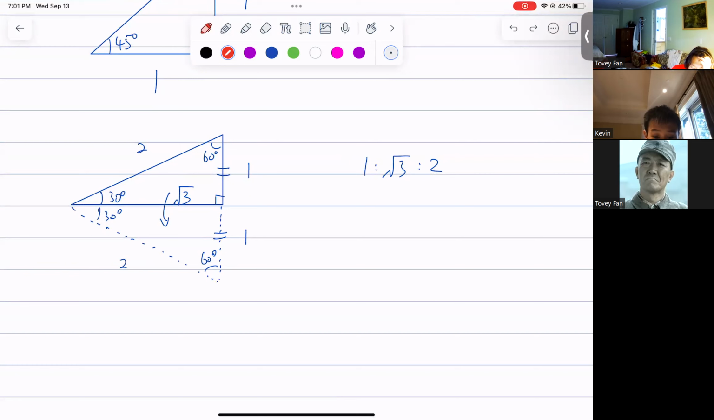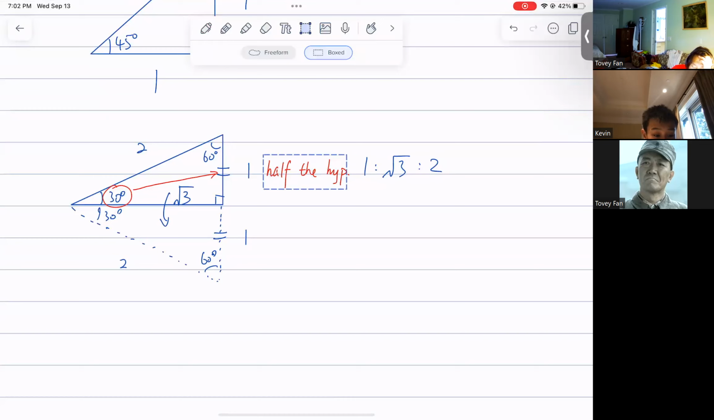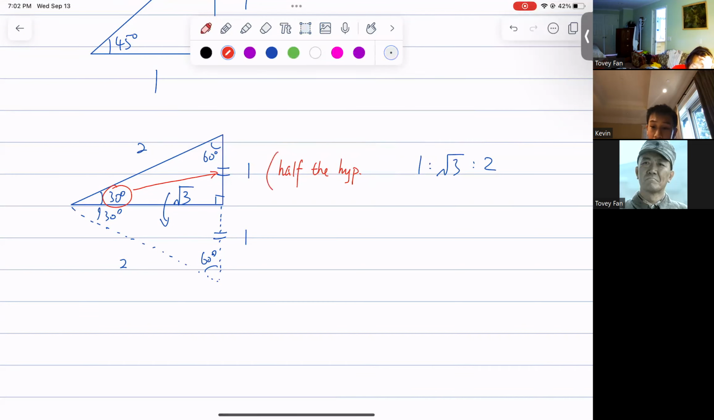So here, the 30-degree angle, okay? Always find the 30-degree angle. When you find it, you go to the opposite side, and that's the so-called one. This one simply means it's half of the hypotenuse, right? So we say the side opposite to the 30-degree angle is half the hypotenuse. Why am I stressing this, Kevin? Because a lot of students, when they see this, think this is root 3 and this is 1. They're confused. They don't know which side is root 3 and which side is 1.